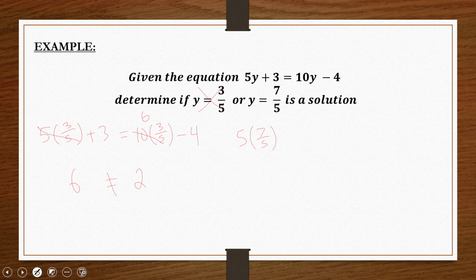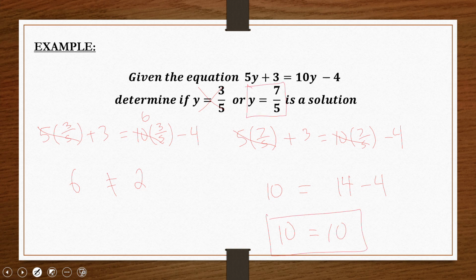So here I'll substitute 7/5 for y, and I get something like this. Simplifying in the same manner, again, I get a fraction times my whole number value. The denominator and whole number 5 will cancel each other out. I'm left with 7 plus 3. That simplifies to give me 10. On the right-hand side, I get 10 divided by 5 is 2, multiplied by 7 gives me 14. Minus 4, I actually end up with the true statement now. 10 is equal to 10. And therefore, we can say that y is equal to 7/5 is, in fact, a solution to this equation.